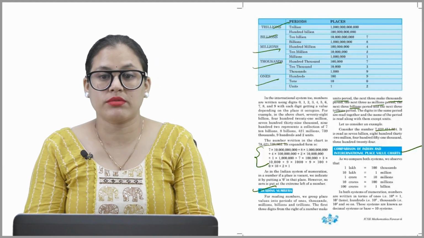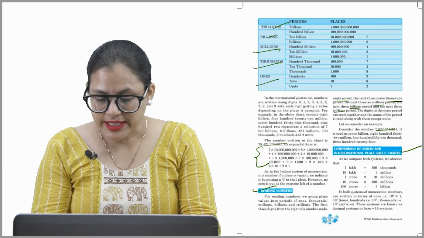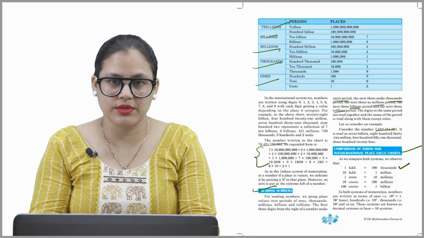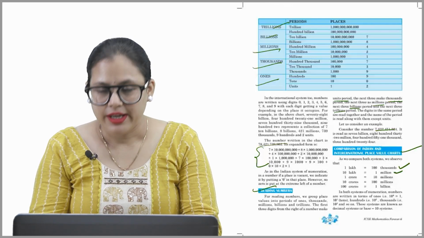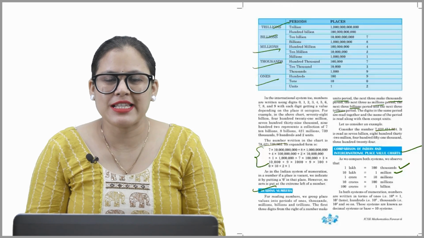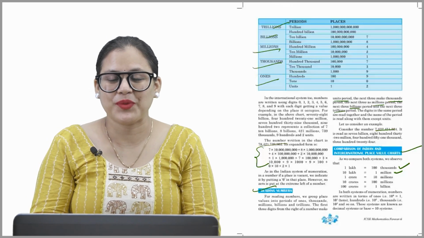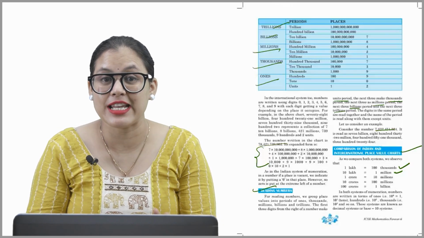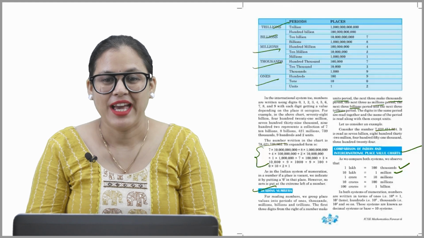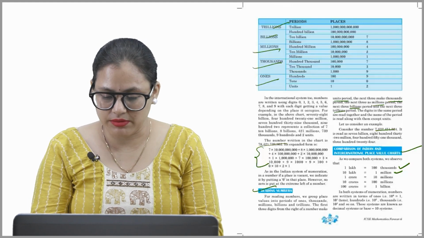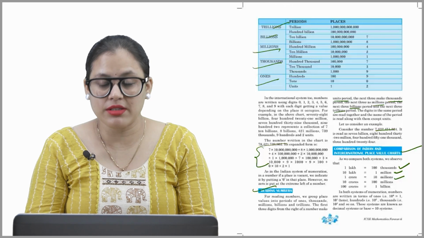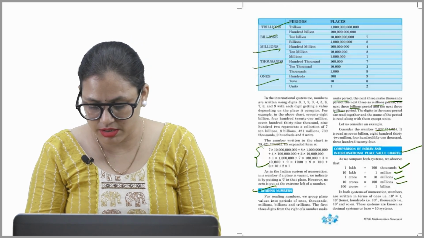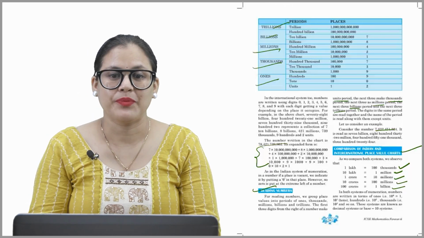Comparison of Indian and international place value charts. As we compare both systems, we observe that 1 lakh is equal to 100,000. 10 lakh is equal to 1 million. For example, if a person has 1 million subscribers, that means they have 10 lakh subscribers. Okay, and 1 crore means 10 million. Okay, 10 crores means 100 millions, and 100 crores means 1 billion.